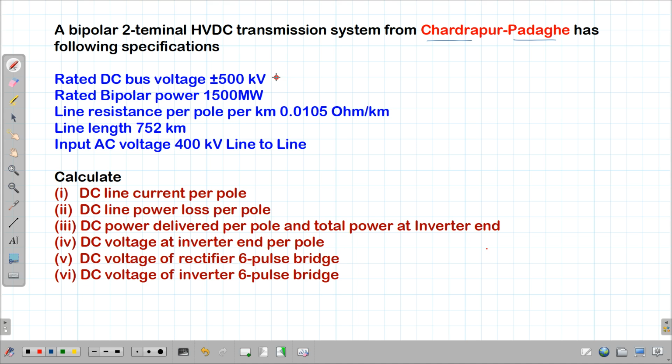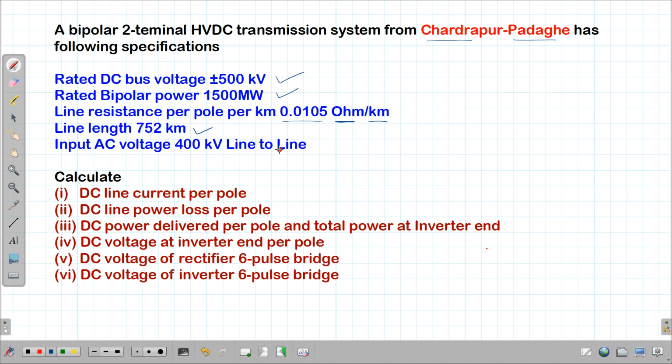The specification is rated DC bus voltage equal to plus minus 500 kV. As the line is bipolar, plus 500 kV on one pole and minus 500 kV on the other pole. Power transfer is 1500 megawatt. Line resistance per pole per kilometer is 0.0105 ohm per kilometer. The total line length is given as 752 kilometer.